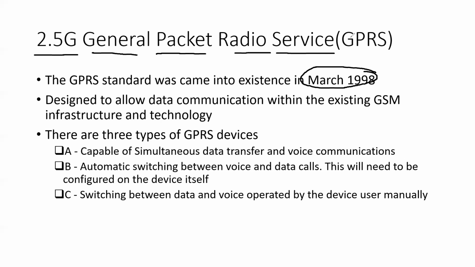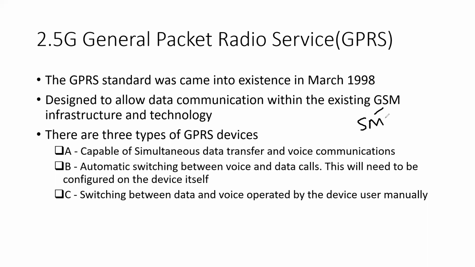With the existing GSM technology, as we discussed previously, GSM was the most prominent technology used in the entire world when 2G was existing. Now this GPRS was designed to allow data communication within the existing GSM infrastructure. GSM allowed the short message service, SMS, along with the voice call. Now, this GPRS allowed SMS and voice call and data, so the internet.